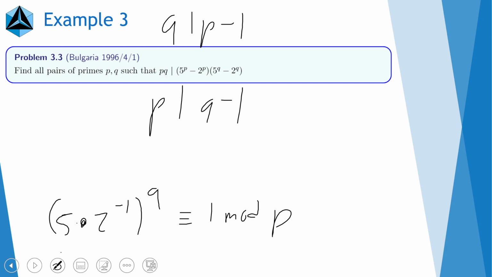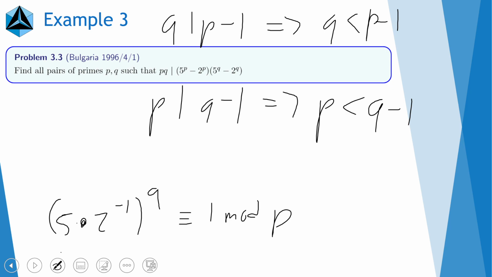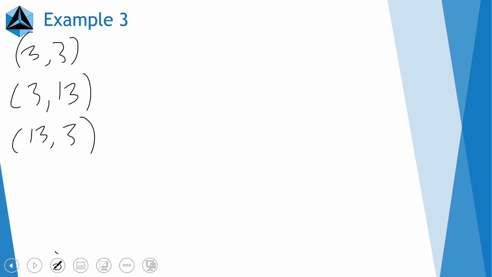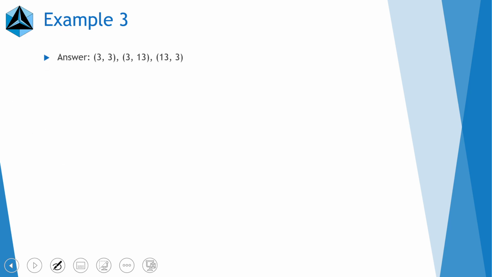But this is absurd, because this implies that q is less than p, and that p is less than q. Oh my gosh, what am I writing? This gives us that p is less than q minus 1. And this is not necessarily absurd yet because, actually, yes, this is very absurd. My bad. And this gives us no other pairs for this case. So these are our 3 pairs and we are done. Answer there.